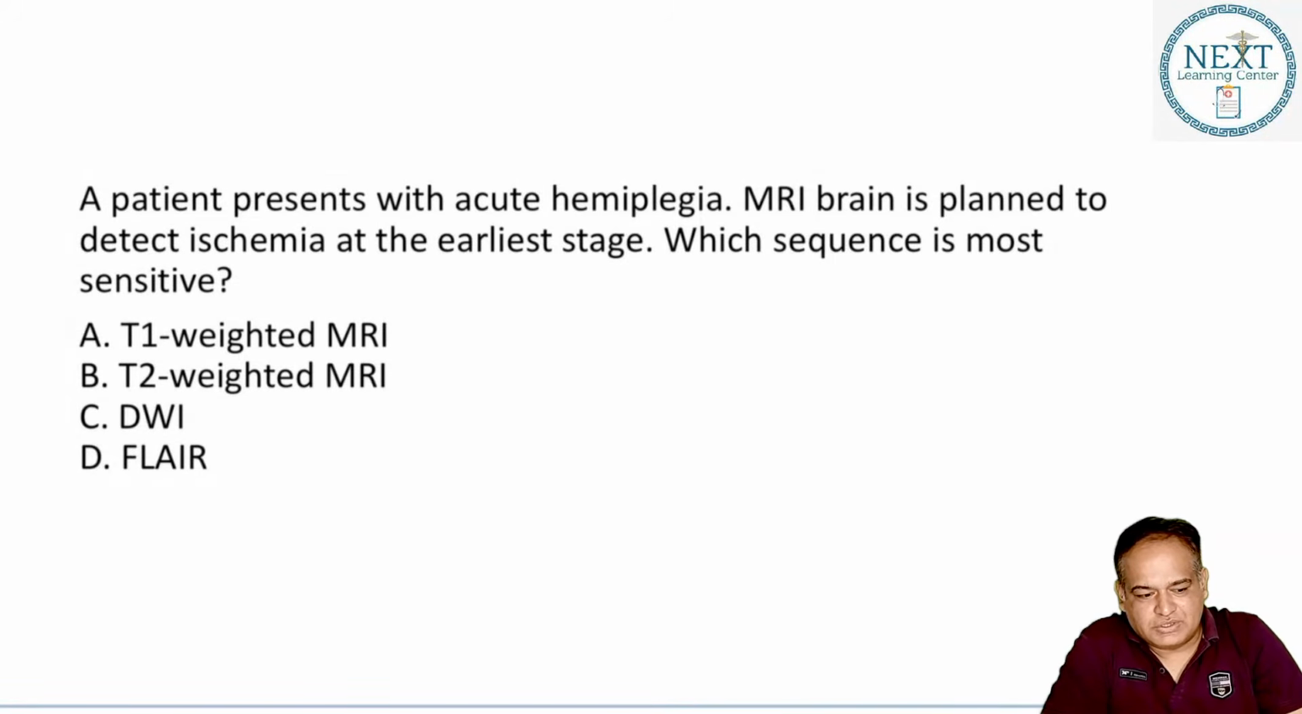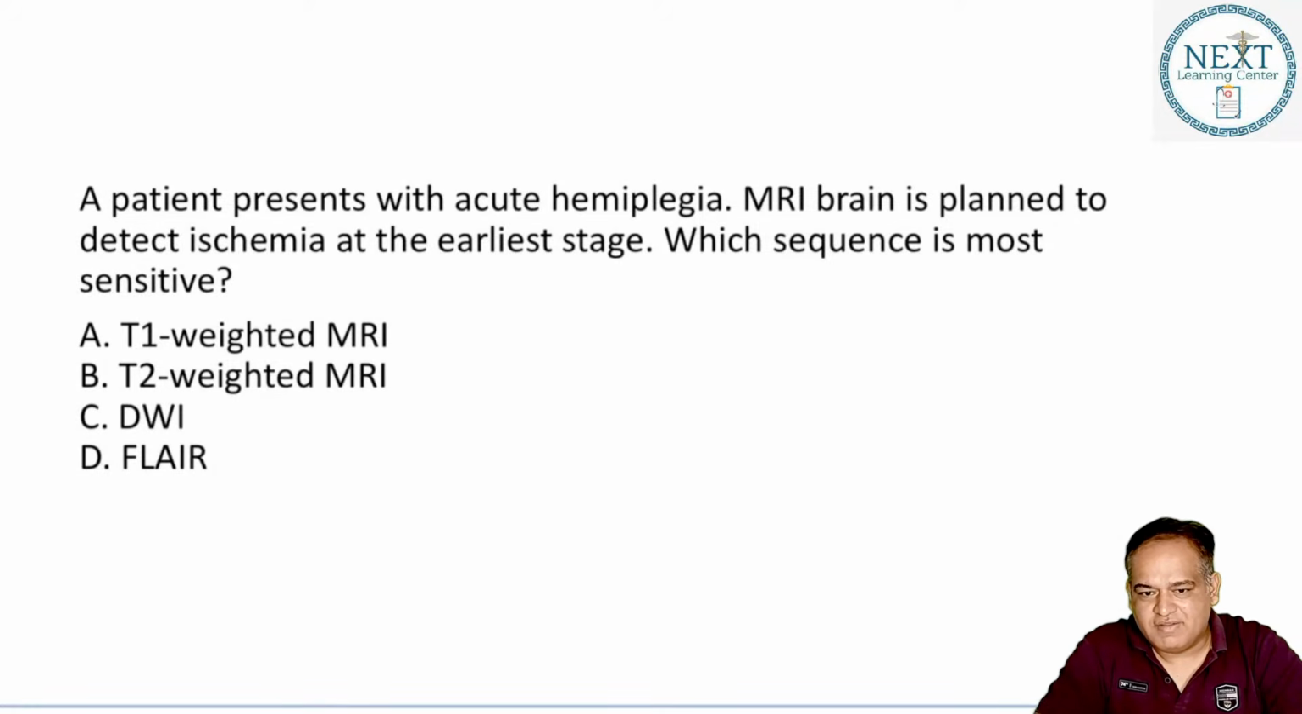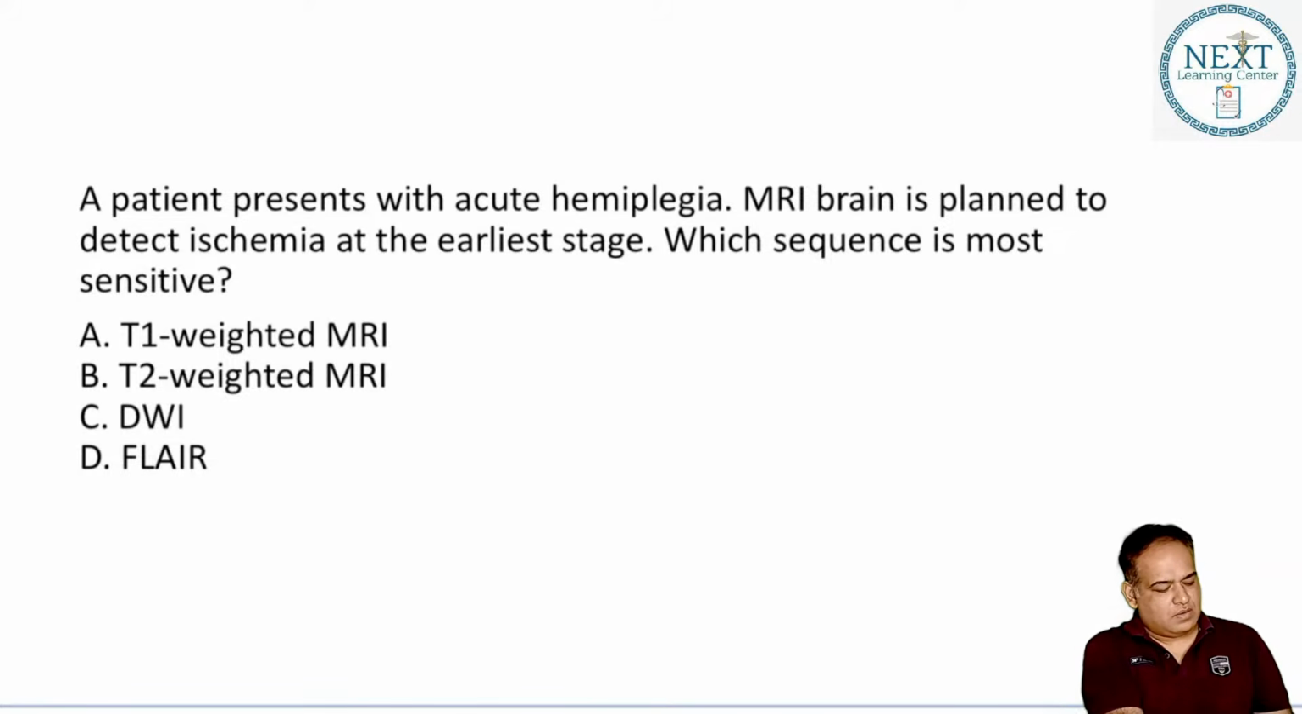Okay, now this question is about MRI sequences. A patient presents with acute hemiplegia. MRI brain is planned to detect ischemia at the earliest stage. Which sequence is most sensitive? Yes, anyone? Please try to answer this question.